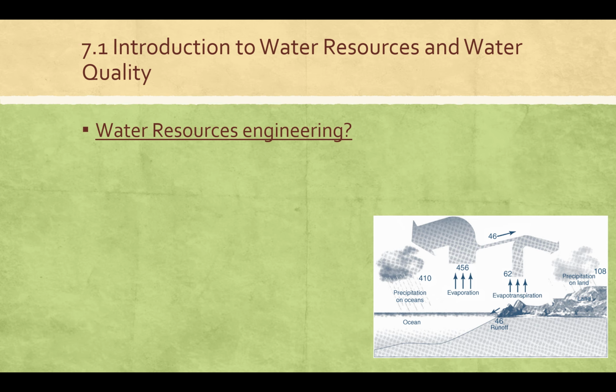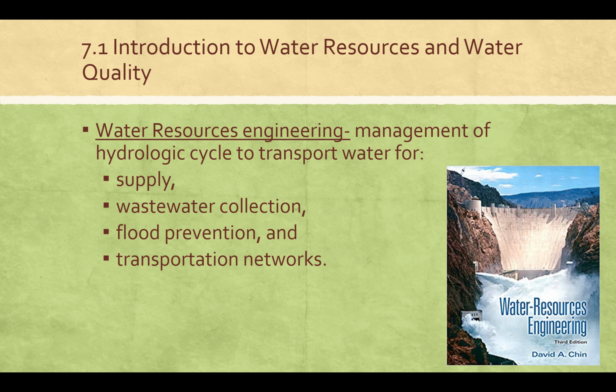So given we know what hydrology is, what do you think water resources engineering is? Water resources engineering is the management of the hydrologic cycle to transport water for supply, wastewater collection, flood prevention, and transportation networks. A lot of times when we think of water resource engineers, we think of dams. There's a whole textbook and courses devoted to water resources engineering, but it also has to deal with transportation networks for boats or systems like down the Mississippi River, canals.